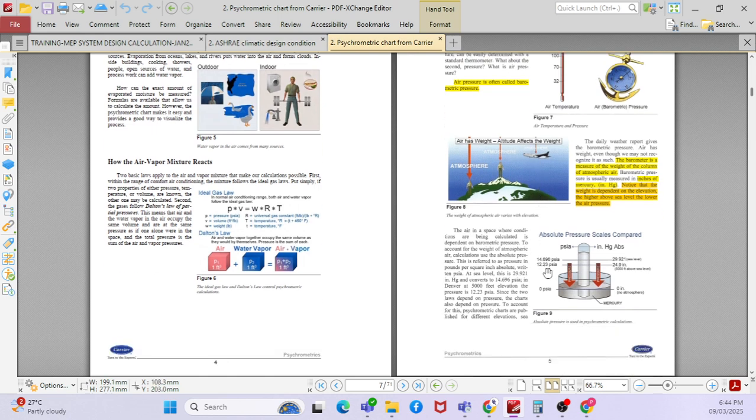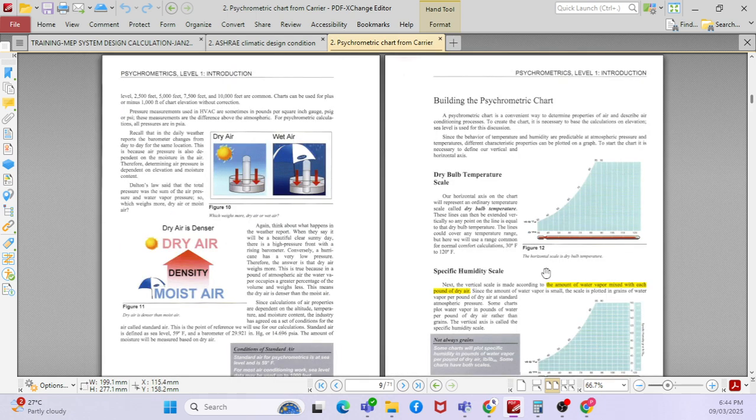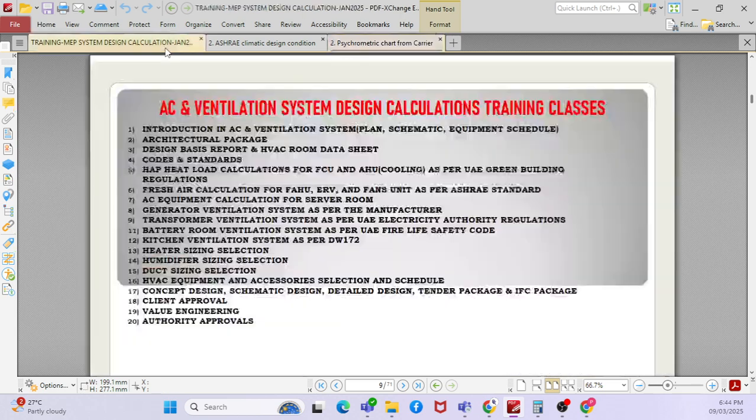Okay, this type of understanding I want you to read, because this is the basic. When you are an HVAC engineer, you should build a proper foundation, like the understanding of the psychrometric chart. Further on, you have a transformer ventilation calculation.